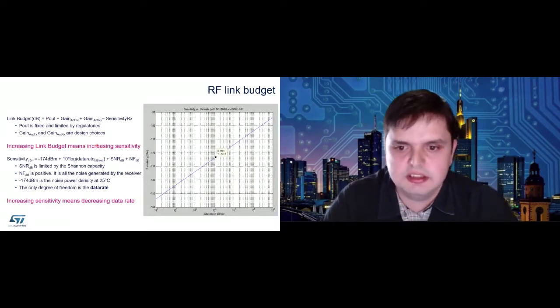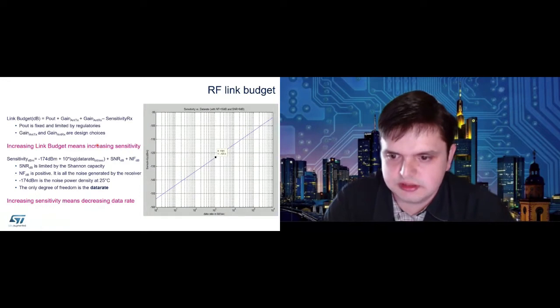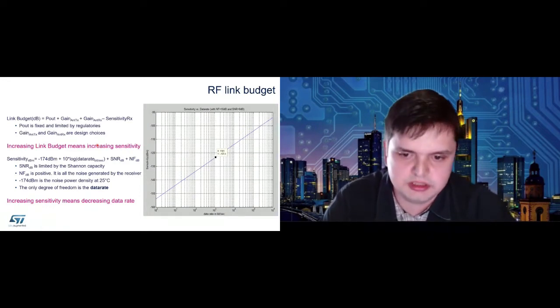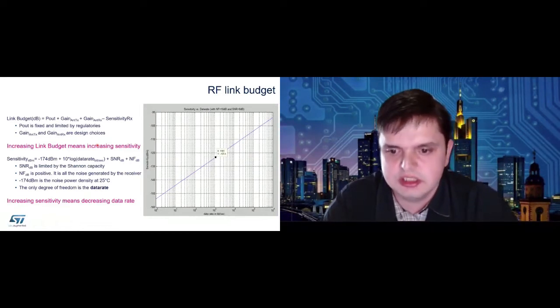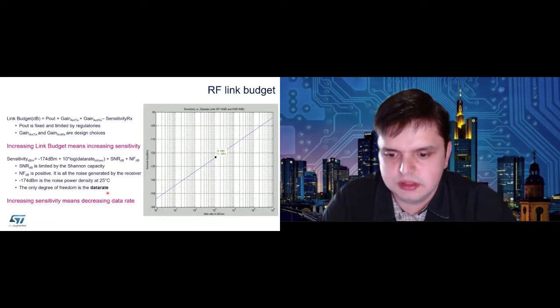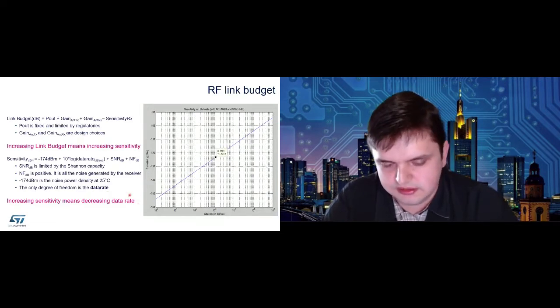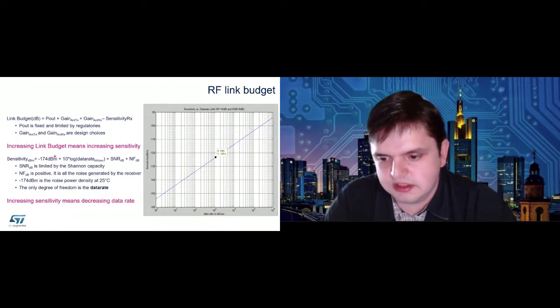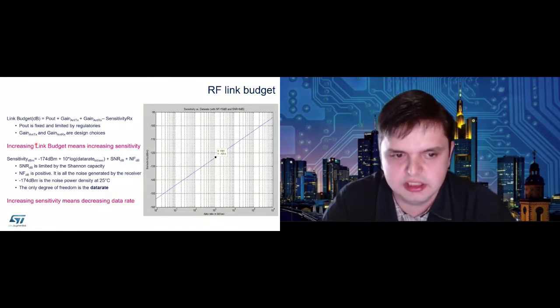And data rate is the only variable in this equation. So to sum this up, we can only change the data rate. To increase the sensitivity, we need to decrease the data rate. And decreasing the data rate then means increasing the link budget.